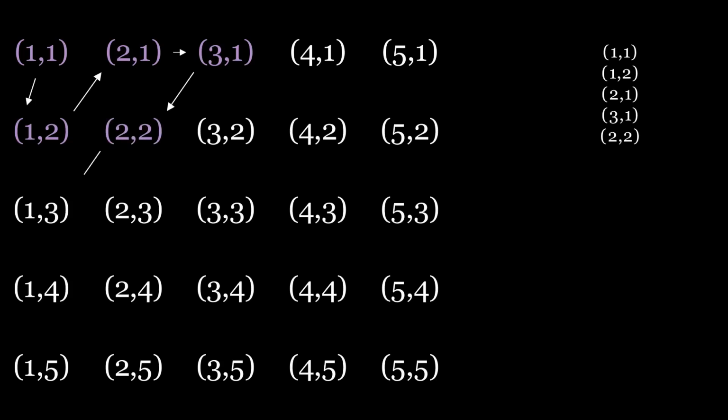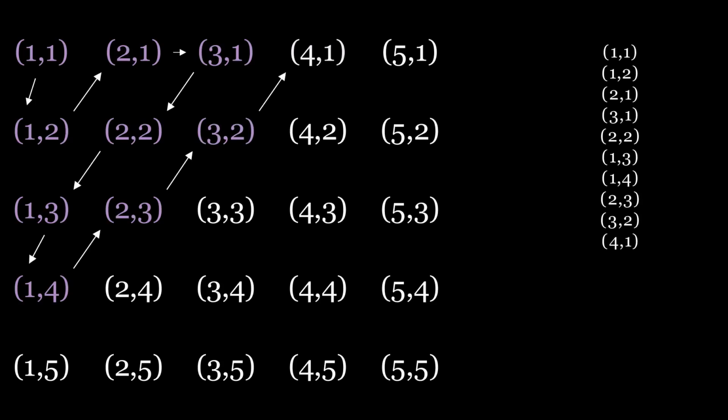Well, we're doing each diagonal. So we're covering each diagonal first. The first diagonal is (1,1). The second diagonal is (1,2), (2,1). The third diagonal is (3,1), (2,2), (1,3). The next diagonal is (1,4), (2,3), (3,2), (4,1). And if you do every single diagonal, you'll eventually hit every single pair. If you think about it, it's like sending a line from the top left all the way down to the bottom right, and it just keeps growing and growing and growing.